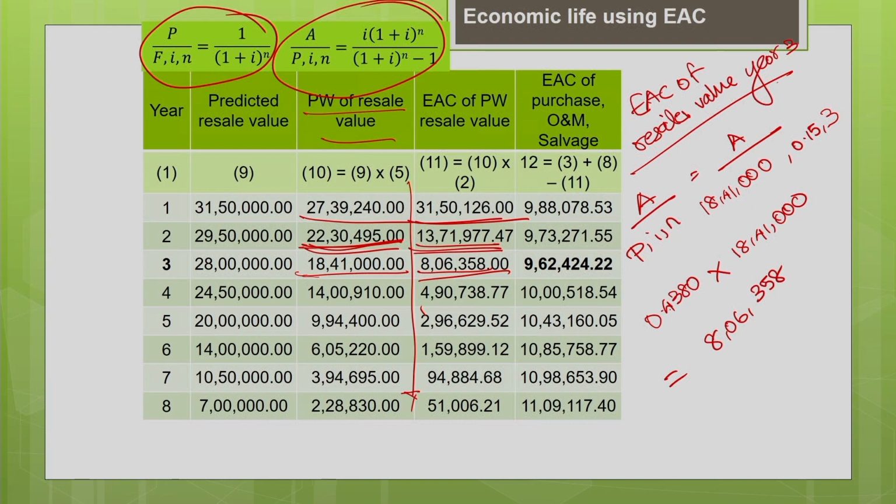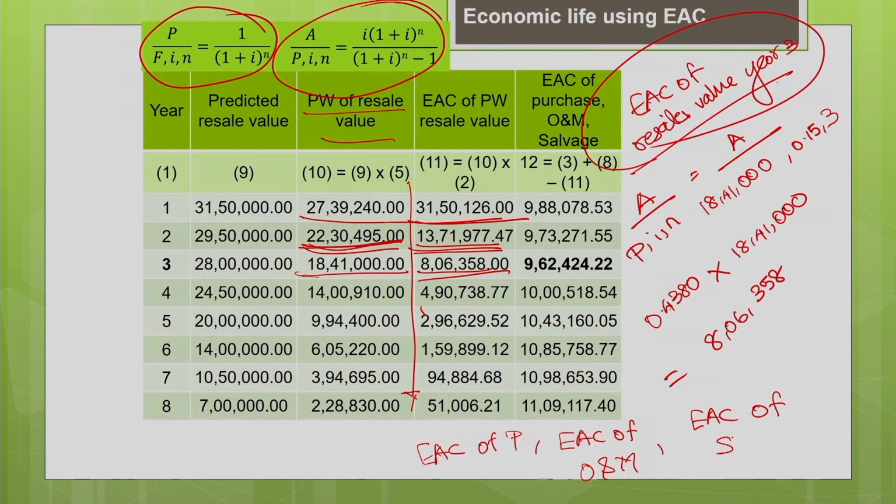Okay. So, first convert the resale value into the present worth using the present worth factor, then multiply it by the uniform series capital recovery factor, so that you can get the equivalent annual cost of the resale value for different time periods. Okay. So, now we have estimated the equivalent annual cost of the purchase price. You have estimated the equivalent annual cost of the operating and maintenance cost, and you have estimated the equivalent annual cost of the salvage value.